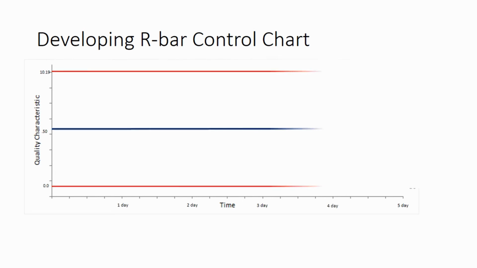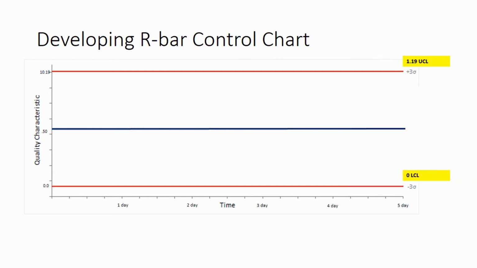Now we develop an R chart with the upper and lower control limits. Upper control limit is 1.19 and lower control limit is 0. The center line, which is the R bar, in this case is 0.52. We plot the range samples, and since no points are beyond the control limits, we can say the process of manufacturing door panels is in control. If a sample point goes beyond the control limit, this means the process is out of control and we must investigate this variation.